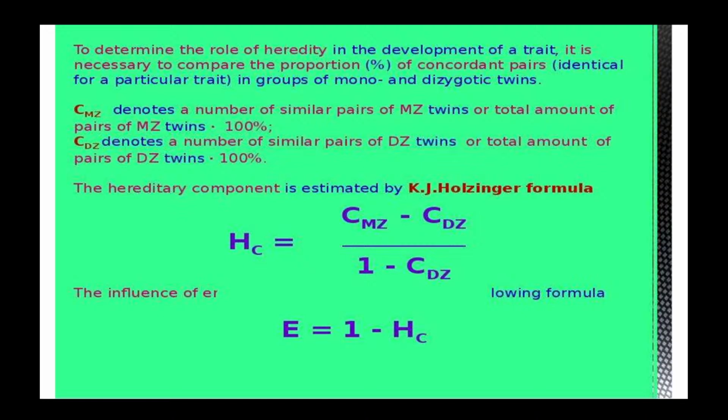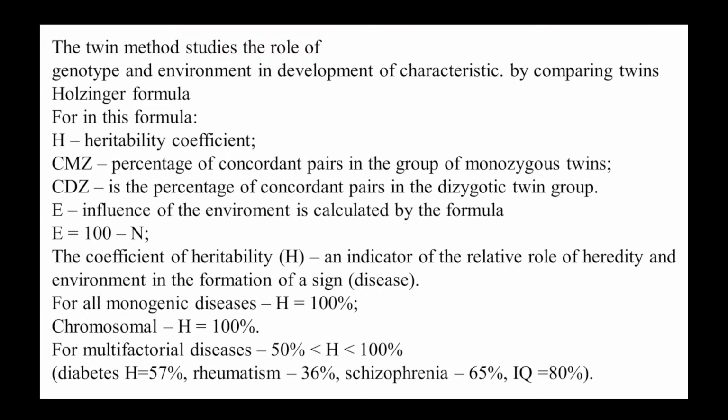He provided the Holzinger formula where H is the heredity component. This formula shows the concordance of monozygotic twins minus the concordance of dizygotic twins. We should divide by 1 minus the concordance of dizygotic twins. So, as a result, we have the H hereditary coefficient, and it shows the role of heredity in the development of this characteristic.